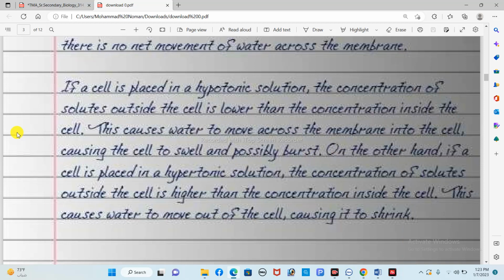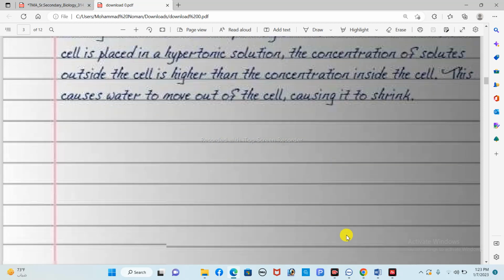On the other hand, if a cell is placed in a hypertonic solution, the concentration of the solutes outside the cell is higher than the concentration inside the cell. This causes water to move out of the cell, causing it to shrink.